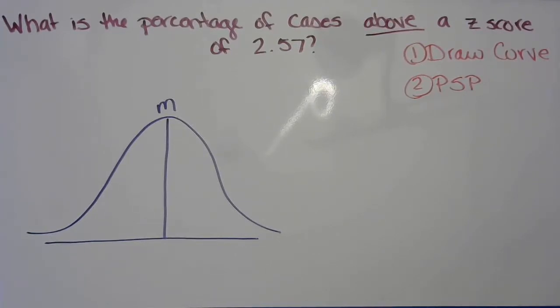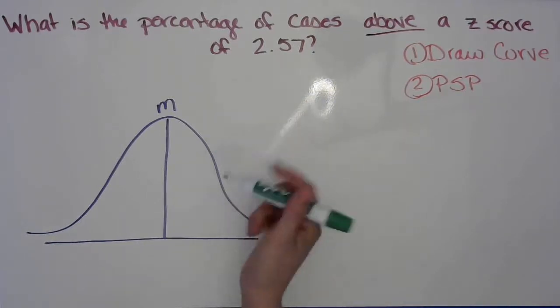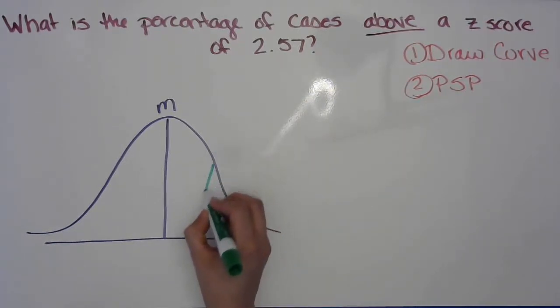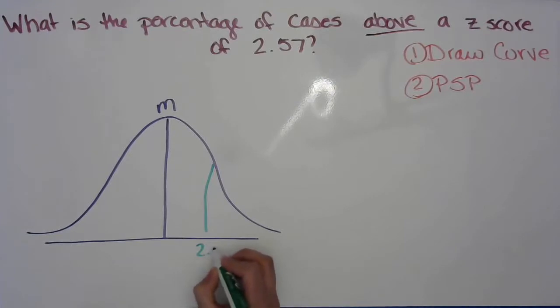What is the percentage of cases above a z-score of 2.57? The first step in finding that percentage is going to be to draw your curve, which I have already done. And the second step is going to be to plot, shade, and percentage. So in order to plot, we have our z-score of 2.57. So let's go ahead and just throw that on there. That's a little squiggly line. Sorry about that. There we go.